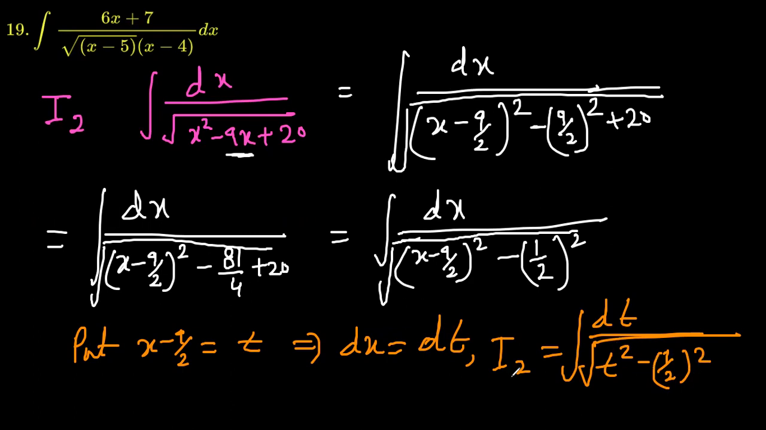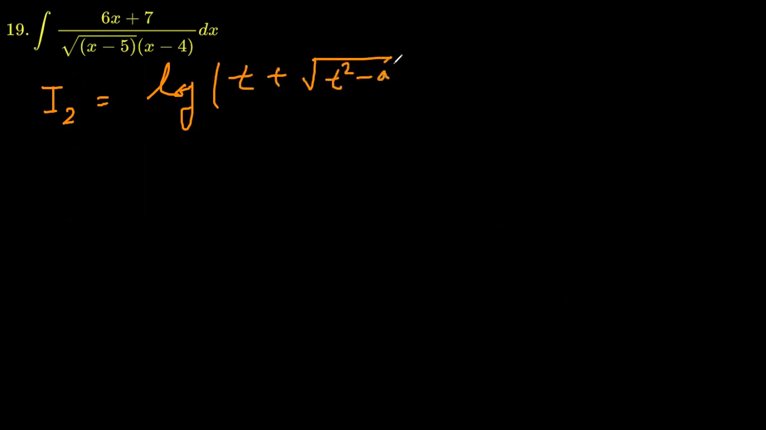Now, we have the formula for 1 by under root x squared minus a squared. Yes, we will apply that. So our I2 is, the formula is log of t plus the square root of t squared minus a squared plus c. This is the formula of 1 by under root x squared minus a squared.